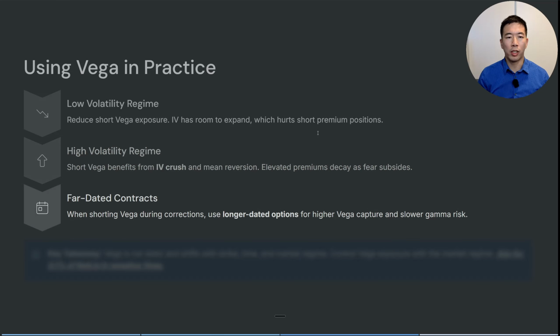Far dated contracts. So during corrections, during market crashes, the volatility will be high and we want to have higher short Vega exposure. So we'll sell further dated options because they carry more Vega. So what that means is we're gonna sell usually 60 days or even 60 days plus, okay, instead of 30 days or 45 days. We want more time. We want more Vega, okay? So we go for the further dated contracts.